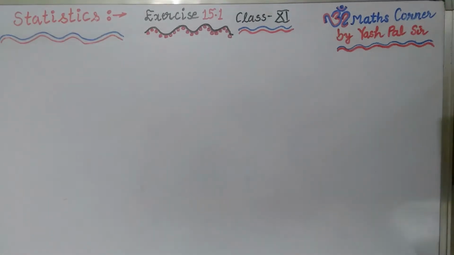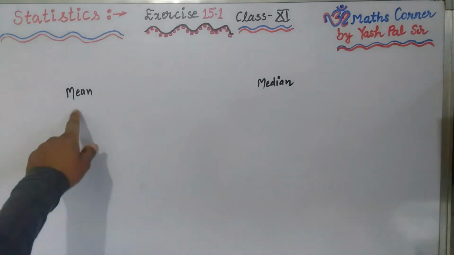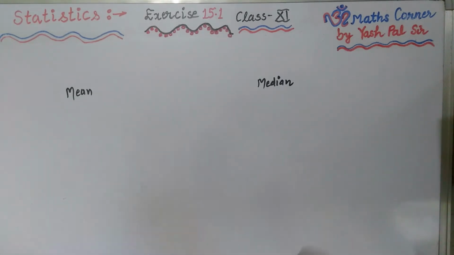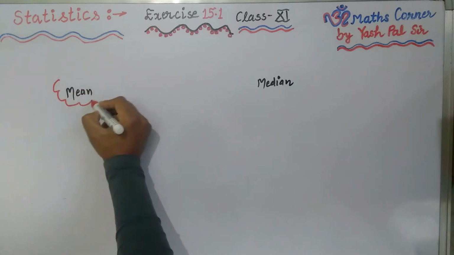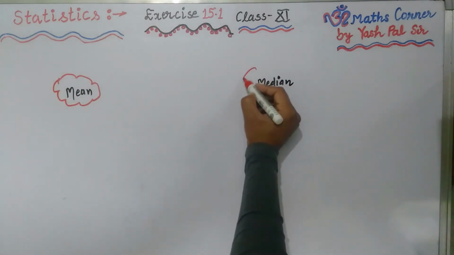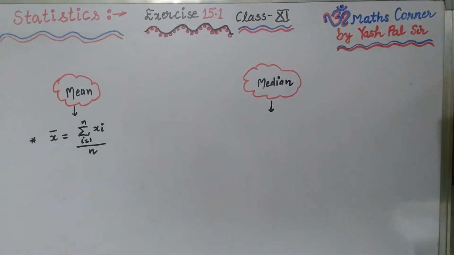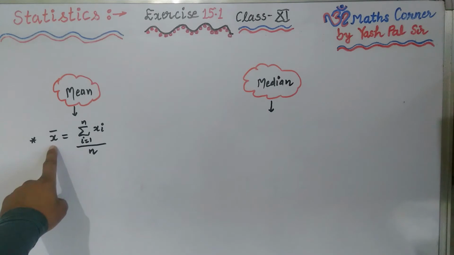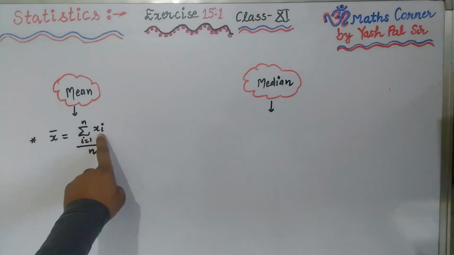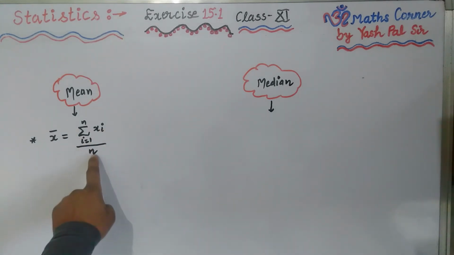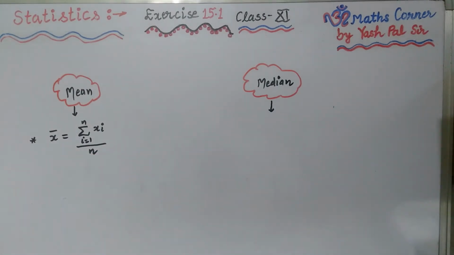Now in previous classes we have learned how to find the mean. The basic formula I am discussing here now, the basic formula for calculating mean as well as median. We are going to discuss these two terms. What are the formulae? First formula for finding the mean: sum of all the observations whole divided by n, the number of observations. This is for ungrouped data.